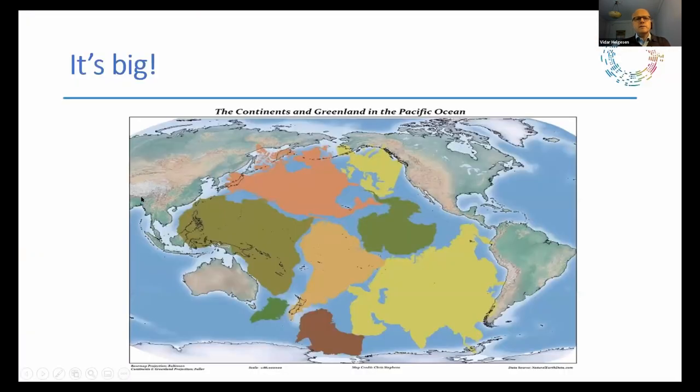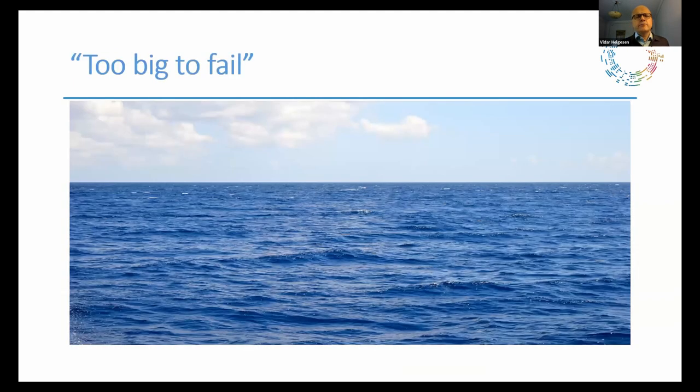Shaama talked about the Indian Ocean as being big, and obviously that's correct. The ocean as a whole is big. We all know, of course, that it covers 70% of the world's surface. I like this map in particular because it shows that if you put all the land mass of the Earth together, it would fit within the Pacific Ocean. It's just an illustration of how big it is. And that might be part of the problem, because we have traditionally been thinking of the ocean as too big to fail.